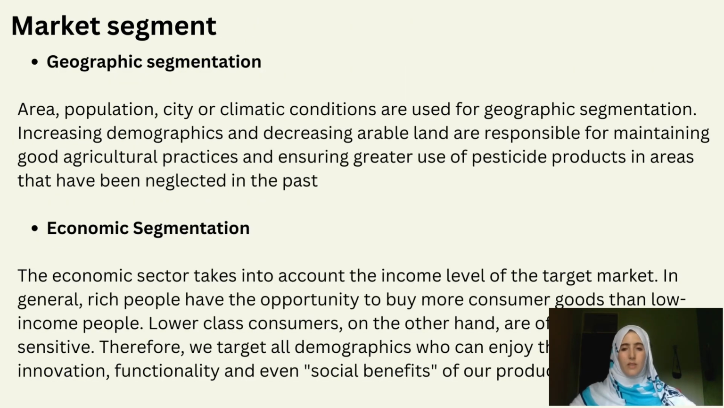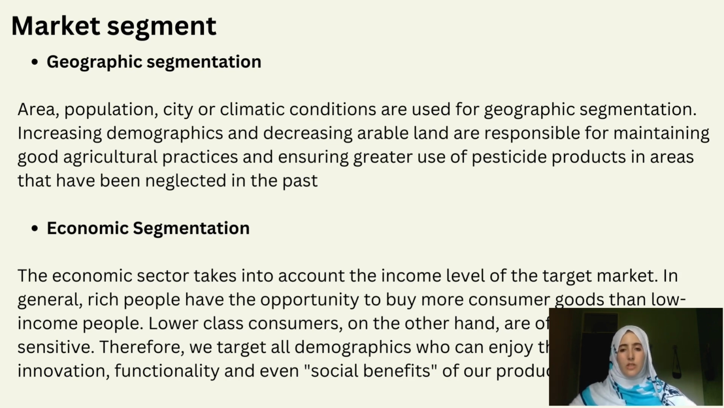Our product survey requires a market segmentation. So for our case, this time we chose to base our research on 3 segmentations: geographic segmentation, economic segmentation, and demographic segmentation. For the first one, areas, population, city, or climate condition are used for geographic segmentation. Increasing demographics and decreasing arable lands are responsible for maintaining good agricultural practice and ensuring greater use of pesticide products in areas that have been neglected in the past.